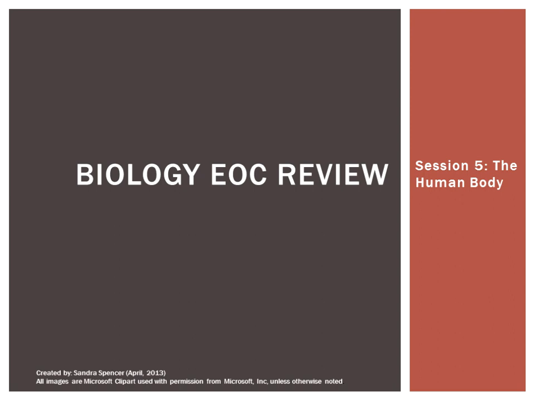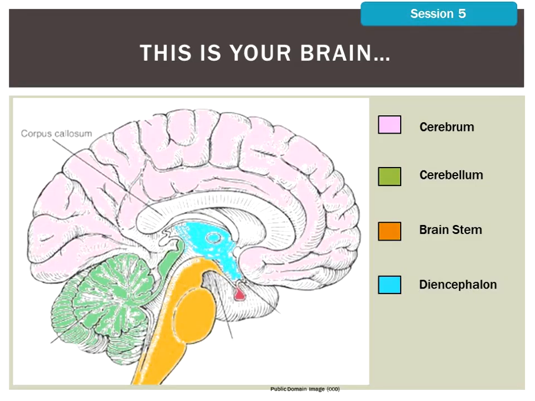Alright, so we're going to start with the nervous system, and the main things I want to review with the nervous system is some of the parts of the brain. These are some of the major concepts that might be tested on the EOC, are the parts of the brain. So I want to go over these major areas.